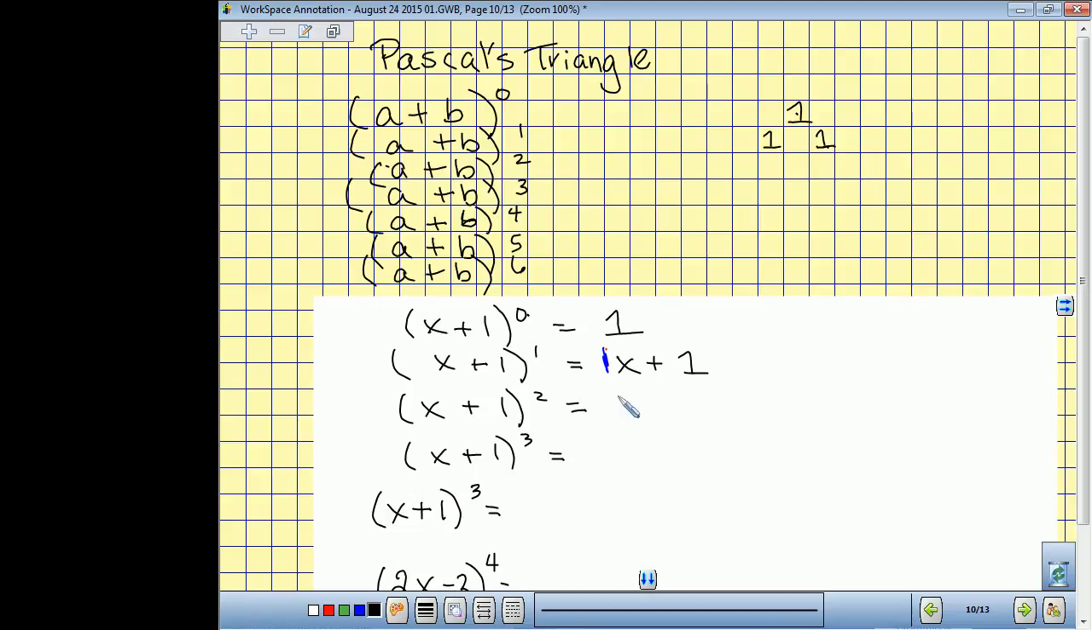Okay, x plus 1 squared. Square the first, double the product, square the last. What was the coefficient of the squared term? 1. What is the coefficient of my linear term? 2. What is my last constant? 1. Do we have to memorize this? You're going to see in just a minute why you don't have to memorize it. That's good, because if I have to memorize one, I think my brain might explode.